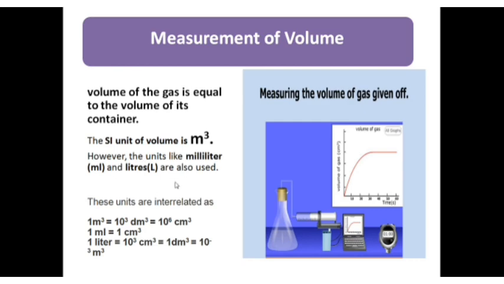These units are interrelated as follows: 1 meter cube is equal to 10^3 decimeter cube, or equal to 10^6 centimeter cube. 1 milliliter is equal to 1 centimeter cube, and 1 liter is equal to 10^3 centimeter cube. So these units are interrelated with each other.